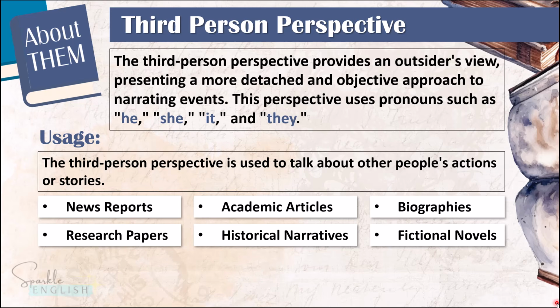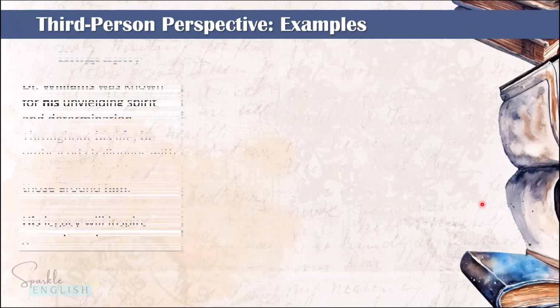So if Sean Connery wanted to write about his life, he would write an autobiography in the first person perspective. But if someone else wanted to write about him, they would write a biography in the third person perspective. Let's look at some examples.